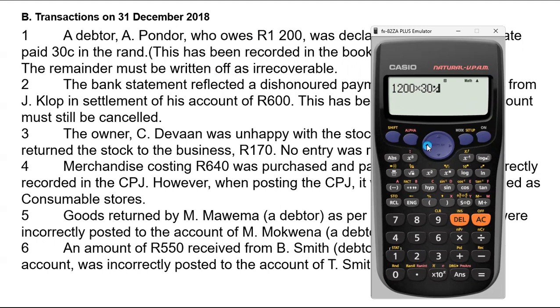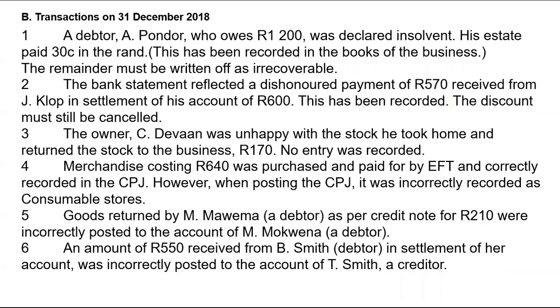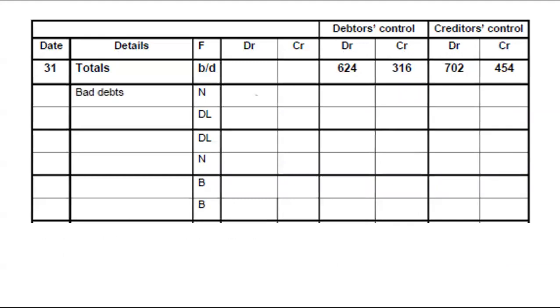However, since we only received 30%, it means that we did not receive the other 70%. How much is 70% of 1,200? It is 840. That 840 is what we call bad debts. And the question says clearly that the remainder must be written off as bad debts, as irrecoverable. So what are we going to do to record that? You will debit bad debts, which is an expense, and credit the name of the debtor. The reason why we credit the name of the debtor is because our asset is decreasing. The debtor is owing us less. Basically, that will take us to nothing. The debtor will end up owing us nothing. And therefore, we have to reduce our debtors control by the same amount, which is 840, the amount that was written off.